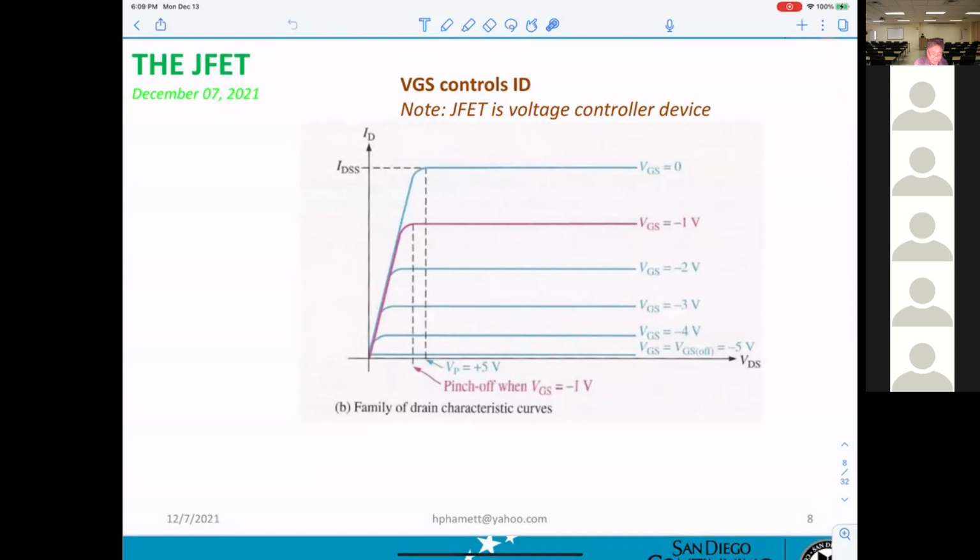Okay, they given the note, very important. A JFET is a voltage controlled device. How come they say a JFET is voltage controlled? Who's telling me?